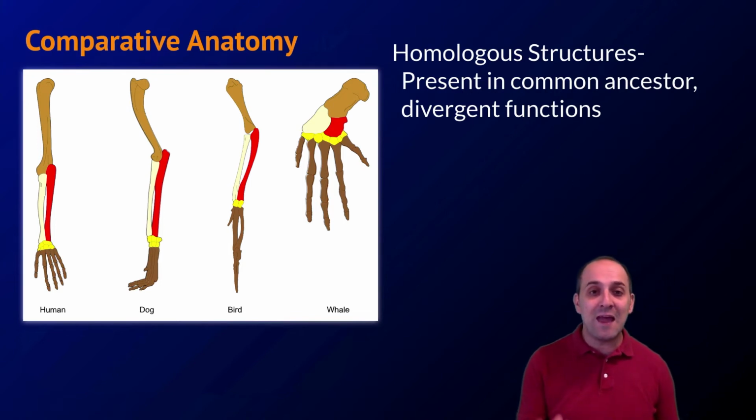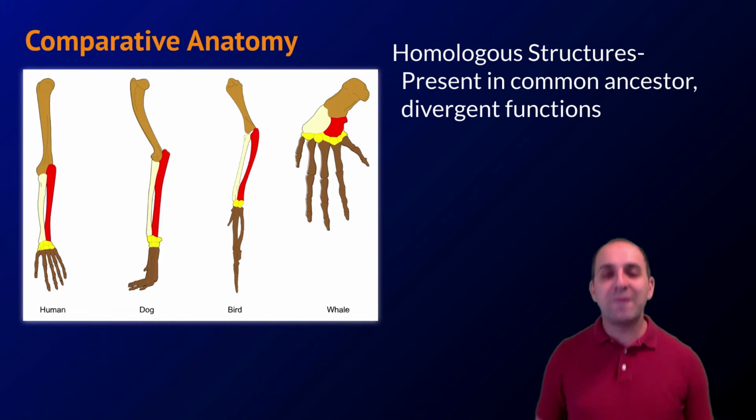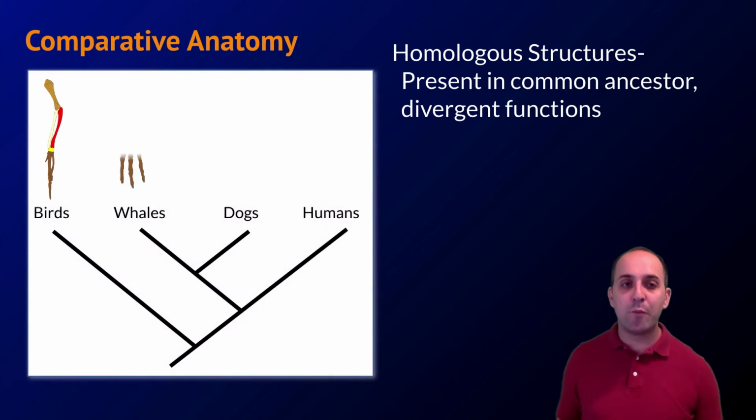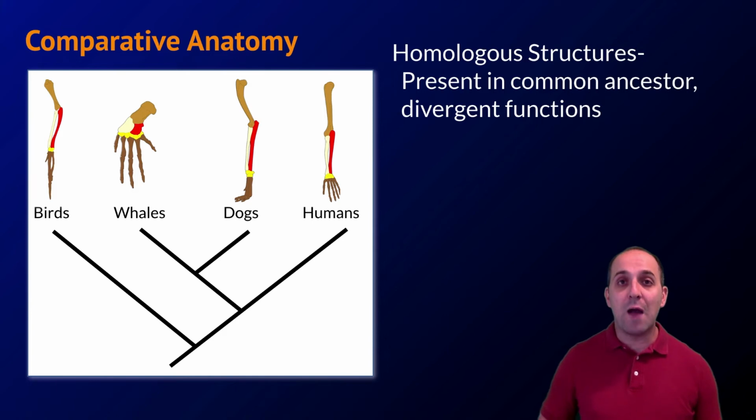You can see that in each of these animals, that underlying structure has been adapted for the different niches that these organisms fill in their environment, but that underlying structure is powerful evidence to support the notion that all of these organisms share an evolutionary common ancestor.